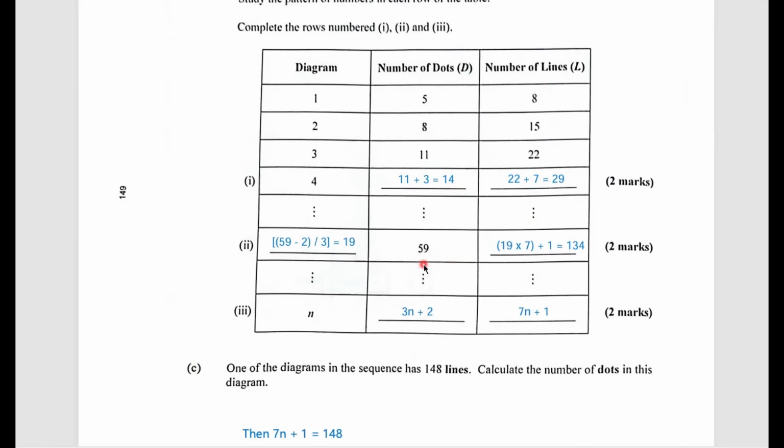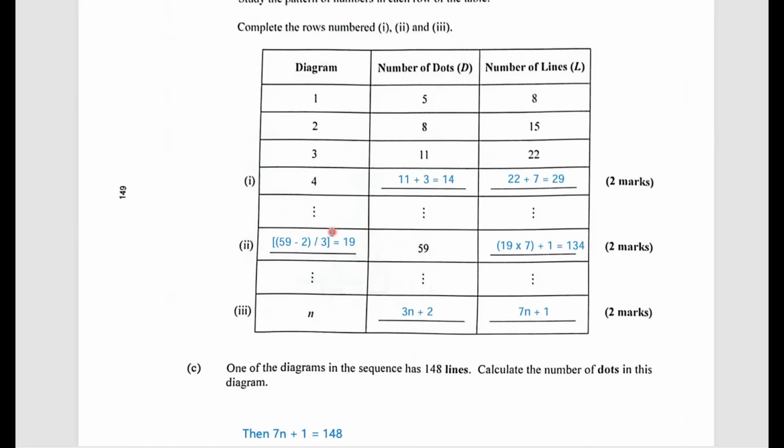So to give us the number of dots, they want us to figure out the diagram number for it. Now, if you notice something, if you multiply 4 by 3, you get 12, and 12 add 2 will get you 14. If I multiply 3 by 3, I get 9, and 9 add 2 is 11. Multiply 2 by 3, you get 6, and 6 add 2 is 8. And the list goes on. So what we realize we're doing here is you multiply the diagram number by 3, and then add 2, and you will get your number of dots.